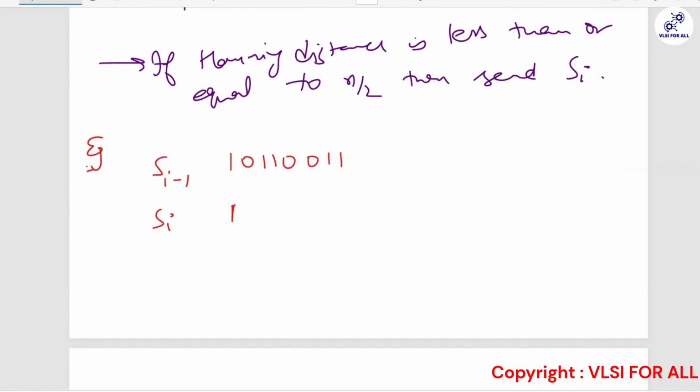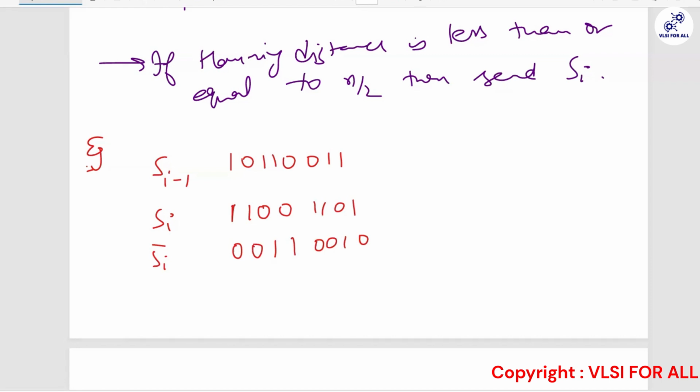It means we will send 1. Now you check the next bit. Since this bit is changing, we need to send 0 only, because now we need to send Si bar. Si bar will be 0, 0 and simply 1 here. Similarly, if you do it, you will get 0, 1, and similarly for this, you will get 0, 0, 1, 0. So that will be the Si and that will be the Si bar.